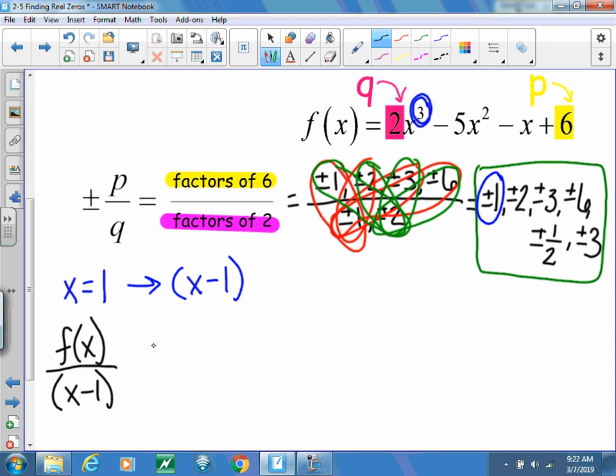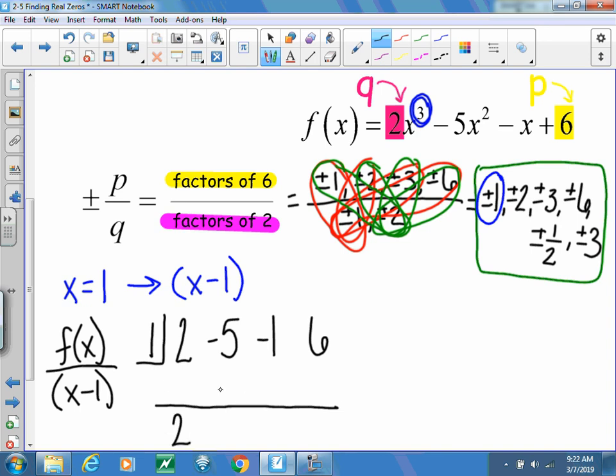So I'm going to go ahead and do my synthetic division. I'm going to put a +1 in the corner here. I have a 2, I have a -5, I have a -1, and then I have a +6. So I'm going to bring down the 2. That's a 2. 2 times 1, well, that gives me 2. -5 plus 2 gives me -3. -3 times 1 is -3.